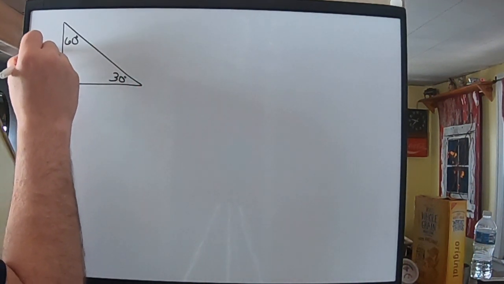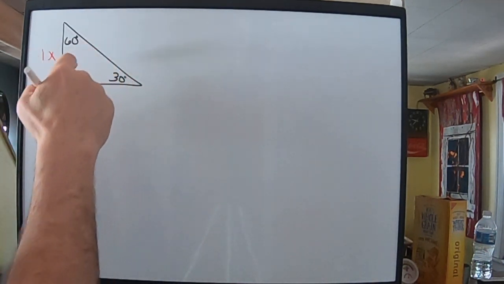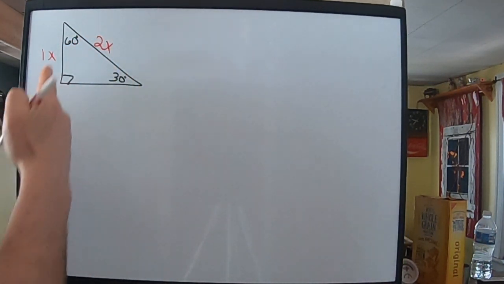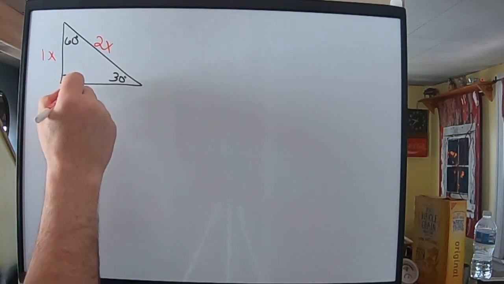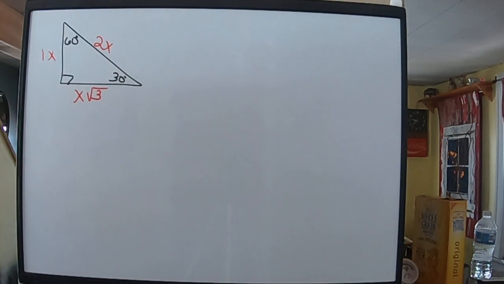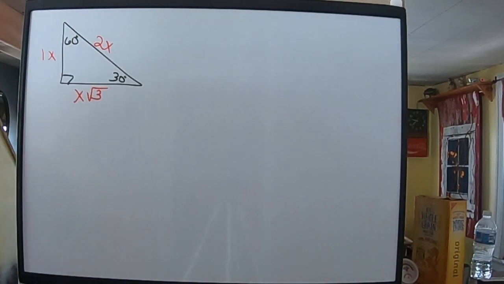30 is the 1x side. So whatever x is, you just have one of those. The side across from the 90, the biggest side, is going to be the 2x side. And the side across from the 60 is the middle side, and that's going to be, this is weird, x square root of 3. Now, if we got rid of the x's and just had a side of 1 and a side of 2, we could have done the Pythagorean theorem and come up with square root of 3 here.